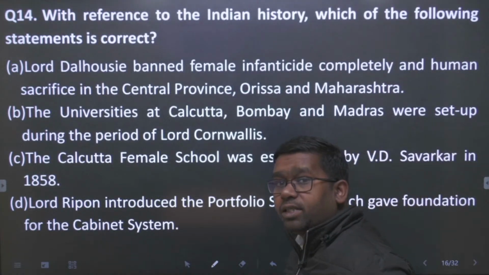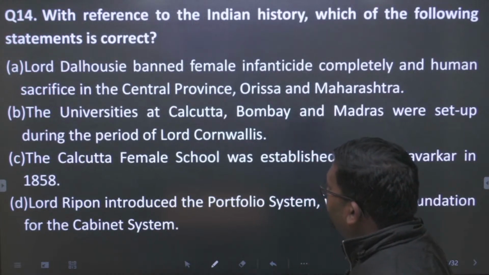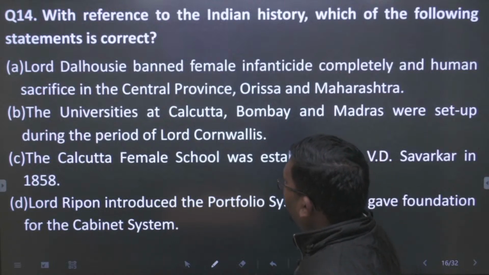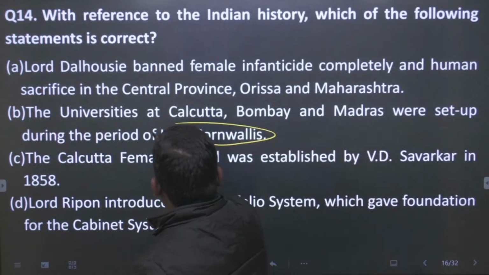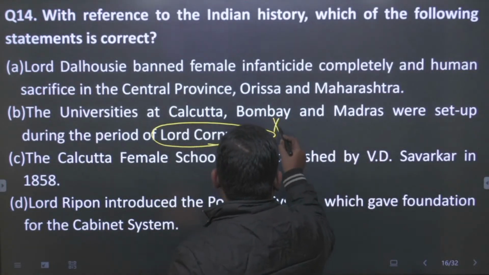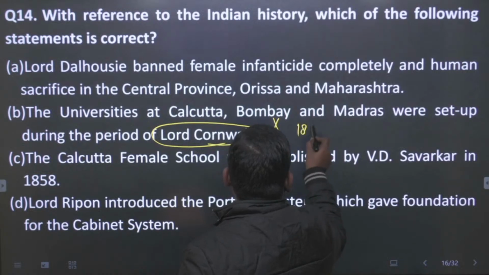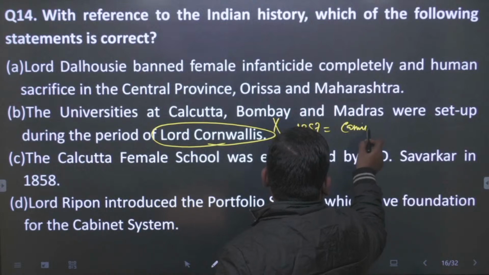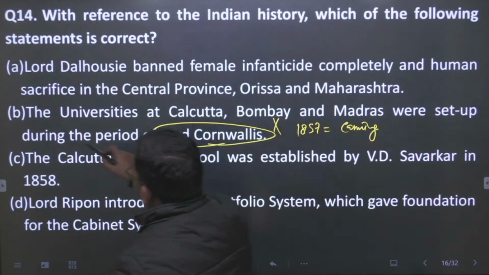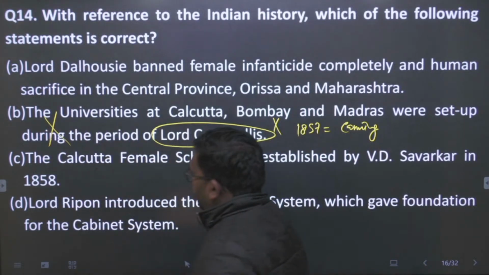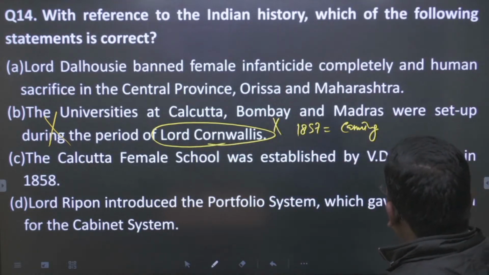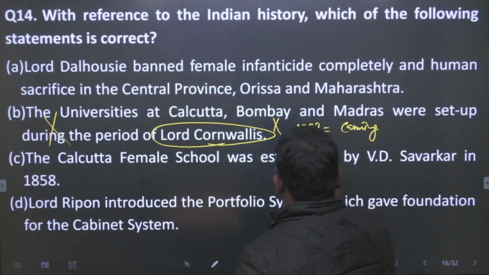The universities at Calcutta, Bombay and Madras were set up during the rule of Lord Cornwallis. This is false. It was established in 1857 in the time of Lord Canning. So this statement is technically false. Then, the Calcutta Female School was established by V.D. Savarkar in 1858. This is false.